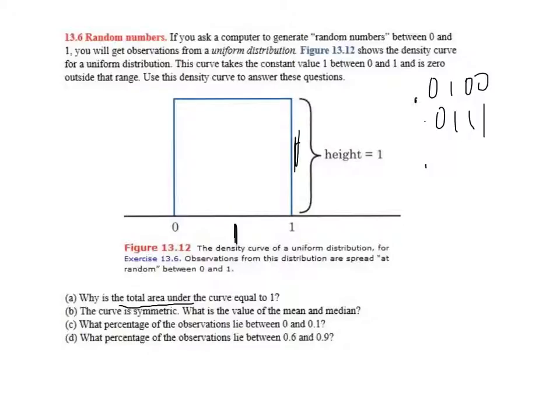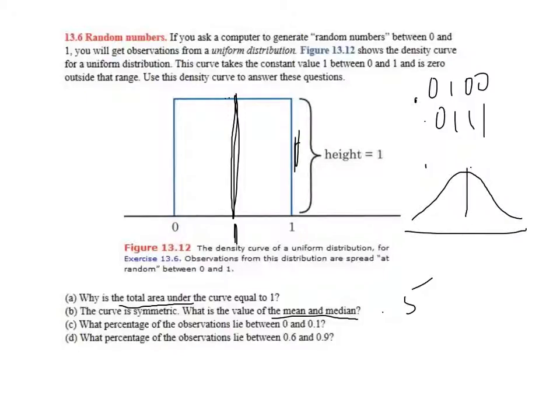So what's the value of the mean and the median? Well, because it's symmetric, they'll be in the middle and they'll be equal. So halfway through the middle would be 0.5. If you think about a normal curve, which is a symmetric curve, the mean and the median are equal, which is halfway.